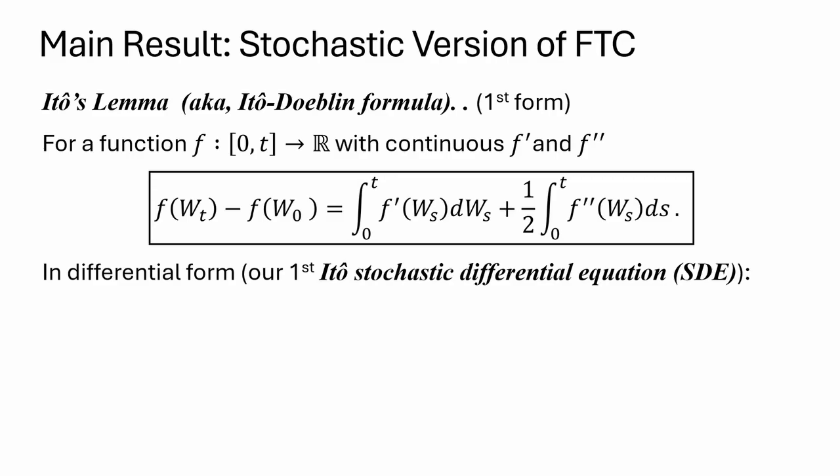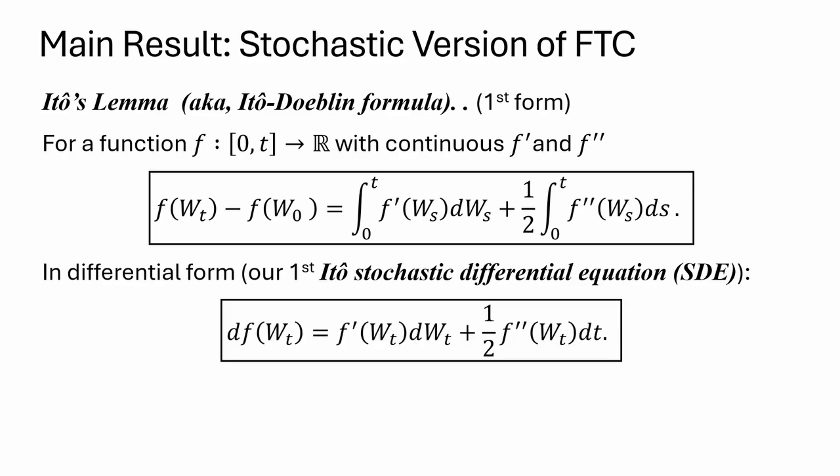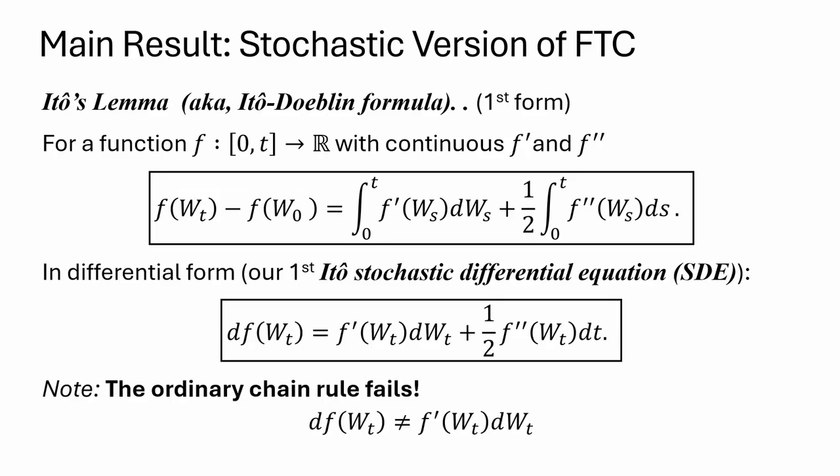And this is actually our first stochastic differential equation, or SDE, of this series. It reads df of wt equals f prime of wt dwt plus 1/2 f double prime of wt dt. Note that the ordinary chain rule fails. df of wt does not equal f prime of wt dwt. So why is there an extra term?